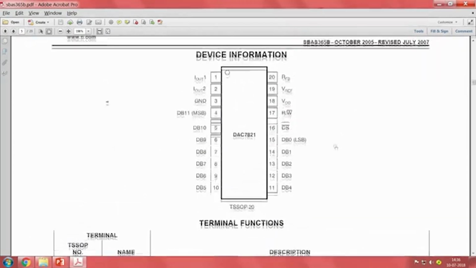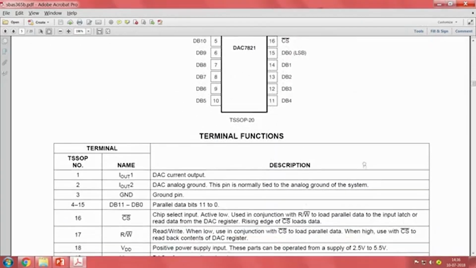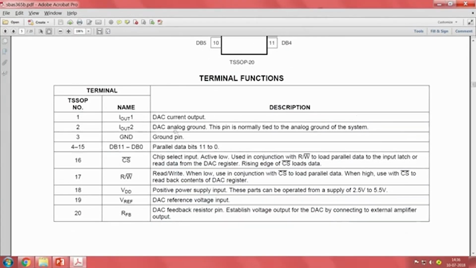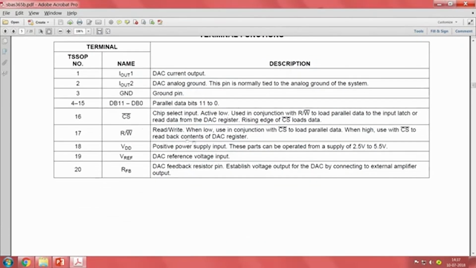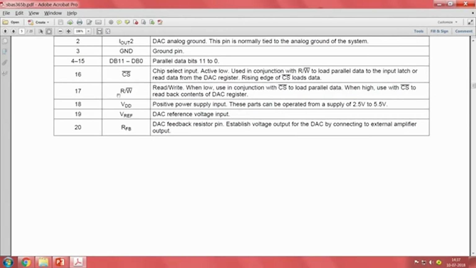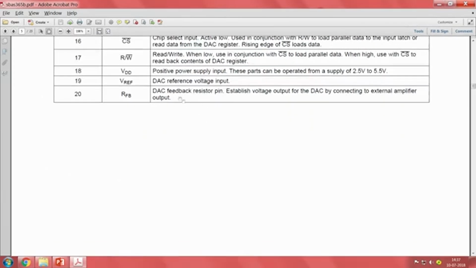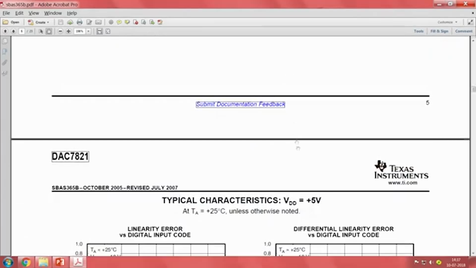Once the pinout is shown, they will show you a description of what each thing is for. So, IOT is the DAC current output, then IO2 is the DAC analog ground, then DB11 to DB0 is your data bus, then CS as I told is chip select input, active low, and then RW bar read and write, VDD VREF, the DAC reference voltage, then the DAC feedback resistor, which establishes the voltage output for the DAC by connecting to an external amplifier output. So, this will give you the output voltage of the DAC, okay. This is one main thing.